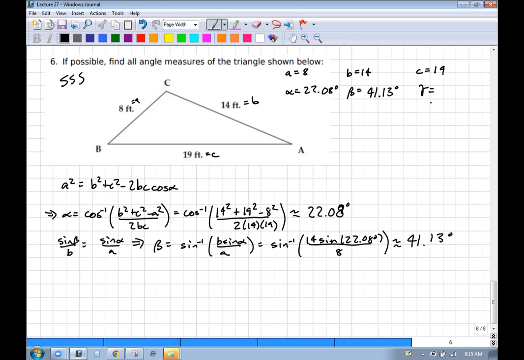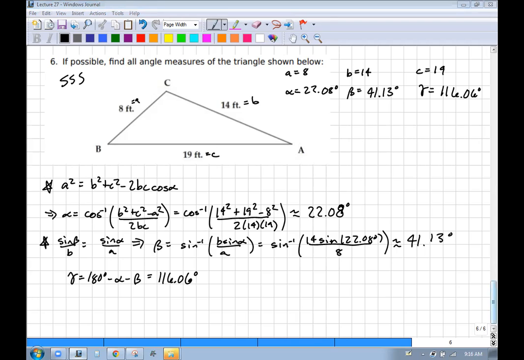Now that I know 2 out of 3, I can get the third, gamma: 180 minus alpha minus beta. So 180 minus 22.08 minus 41.13. I'm getting 116.06 degrees. And done. So law of cosines and then law of sines. We do this and then we do that.